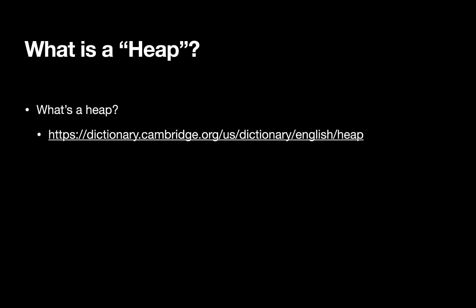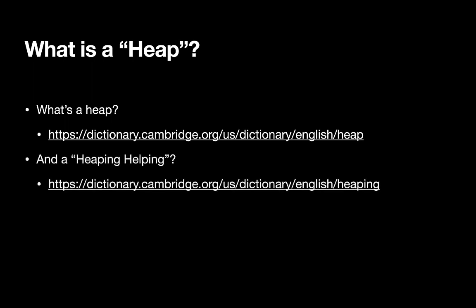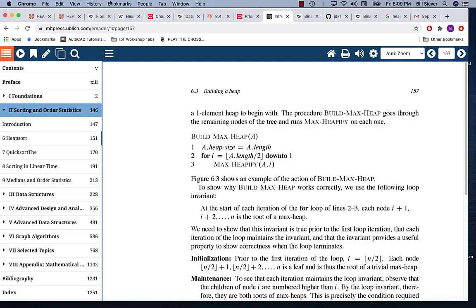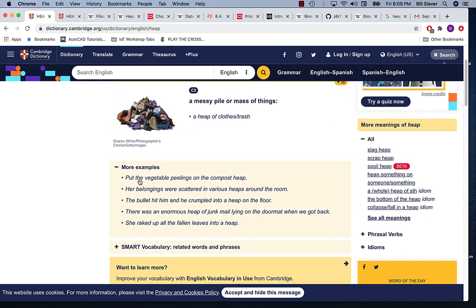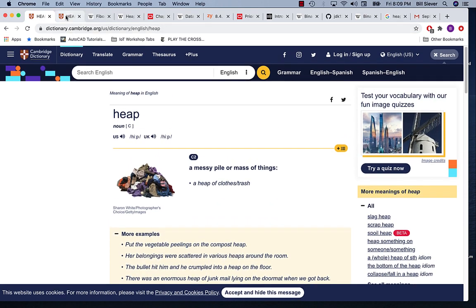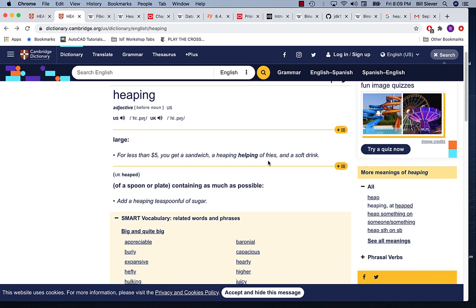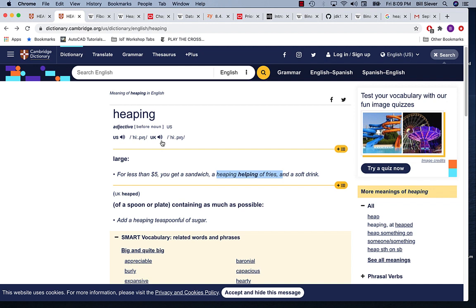Okay, so what is a heap? Well, there are dictionary definitions of what a heap is. And what's a heaping helping? We'll look at both. So a heap is a pile, like this pile of clothes. So heaping helping is a kind of common phrase for a giant pile of things. So we'll look at a huge pile of the terms related to heaps.